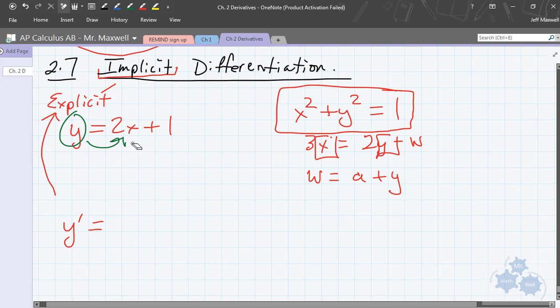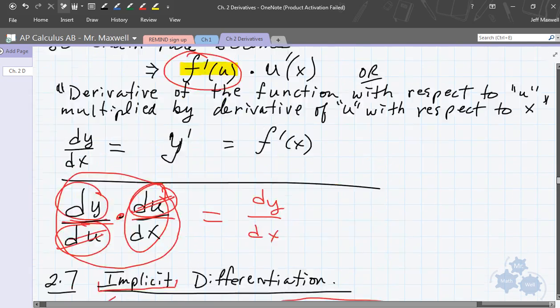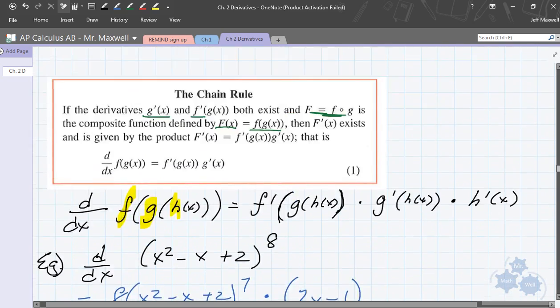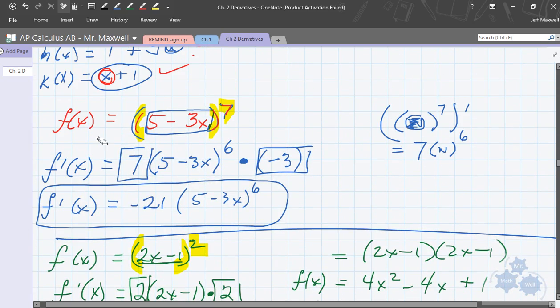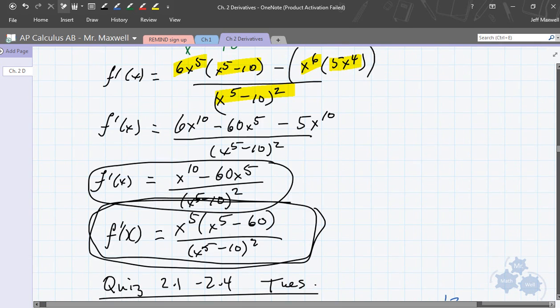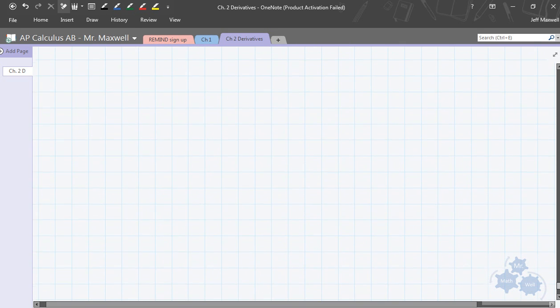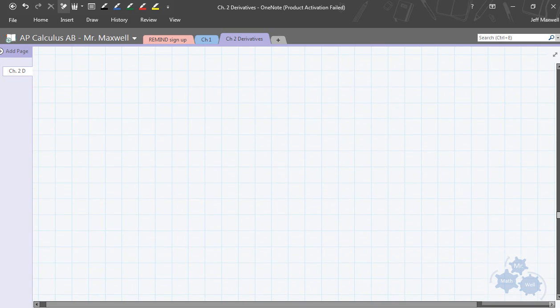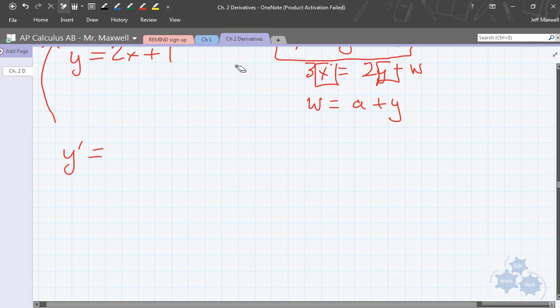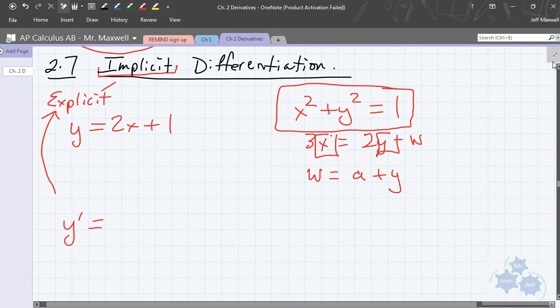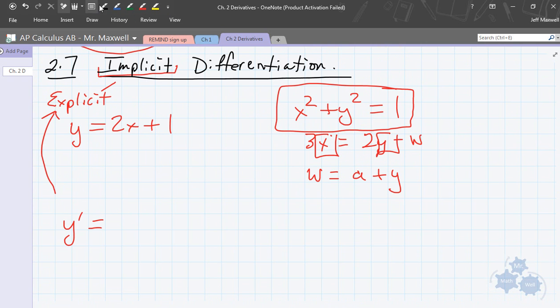The power rule, the sum rule, the difference rule, the chain rule, everything that we've done so far has not been convoluted like this. We just have x. F of x, explicit. So, okay, let's go back.